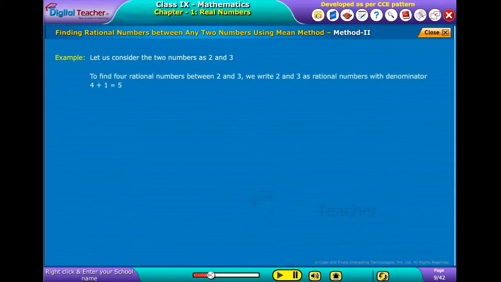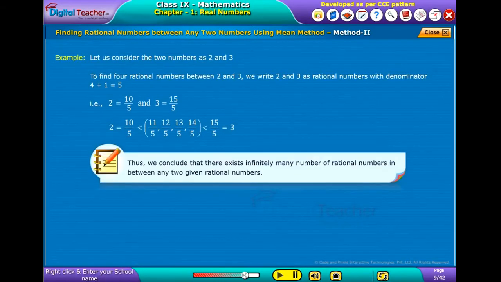Method 2: let us consider the same numbers used in method 1. Here, to find 4 rational numbers between 2 and 3, we write 2 and 3 taking the denominator as 4 plus 1, which is equal to 5. That is, 2 equals 10 by 5 and 3 equals 15 by 5, which is further expressed as shown on screen. Note: thus, we conclude that there exist infinitely many rational numbers in between any two given rational numbers.